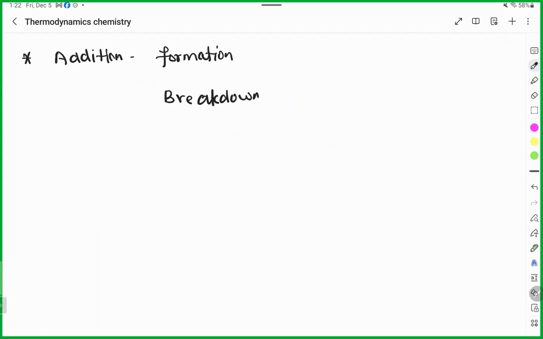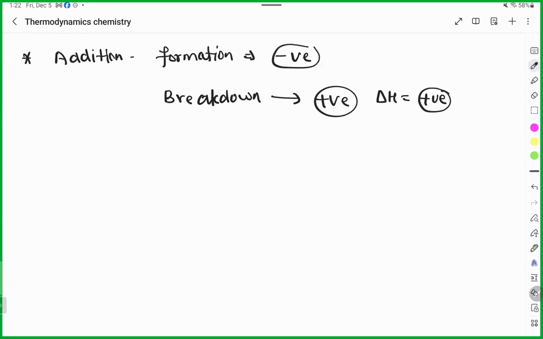What happens in case of breakdown? You require energy to break something. You need energy. That's why in this case energy will be positive. Delta H will be positive because you need energy to break something. But when you are forming anything, energy will be released. That's why energy will be negative. Delta H will be negative. When you are producing something, energy will be released. When you break down something, usually energy is required to break it down. Correct?